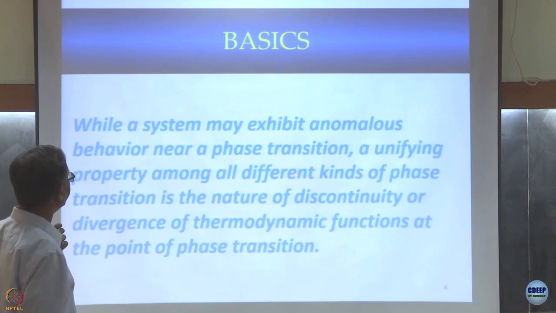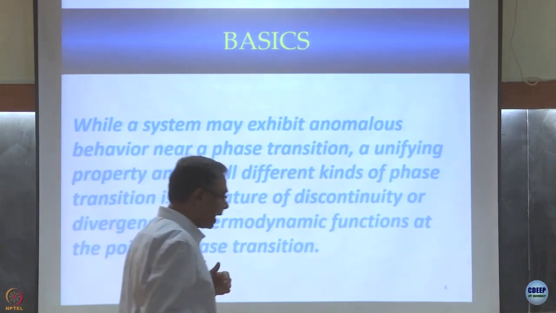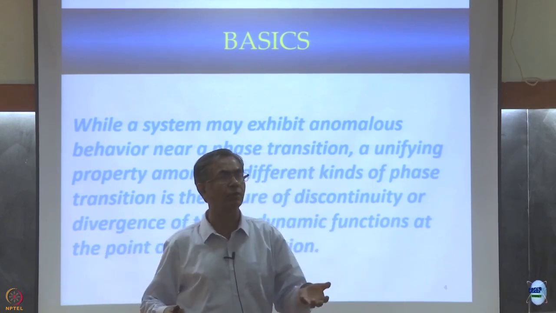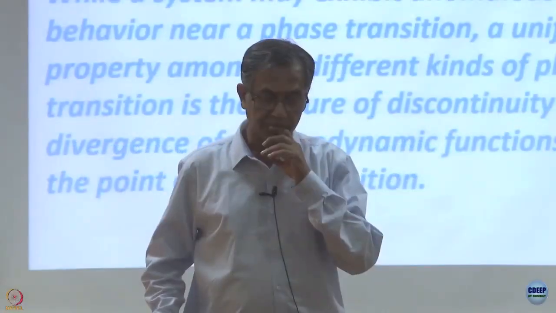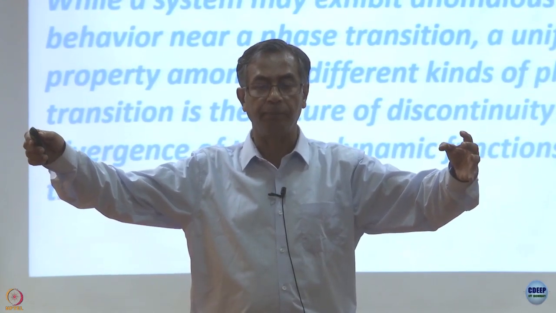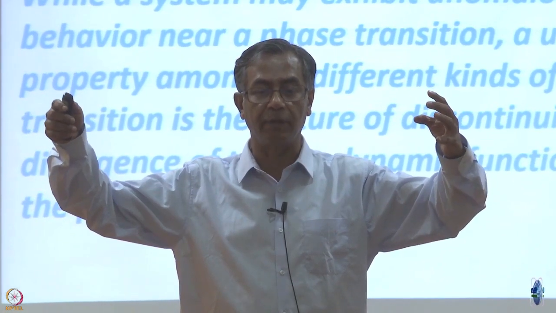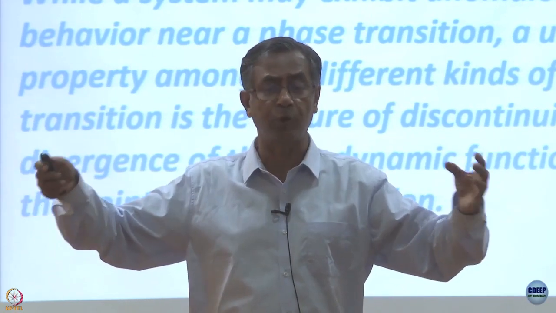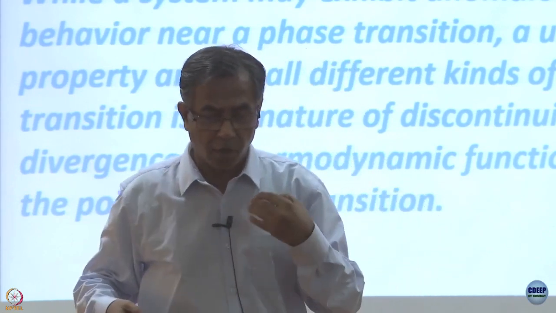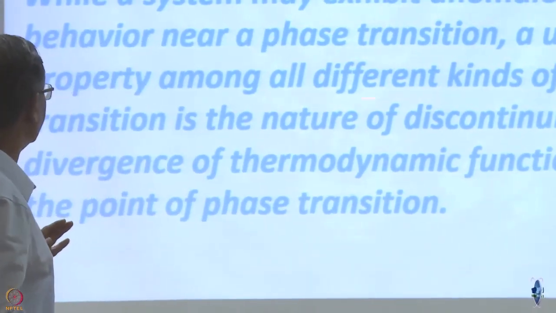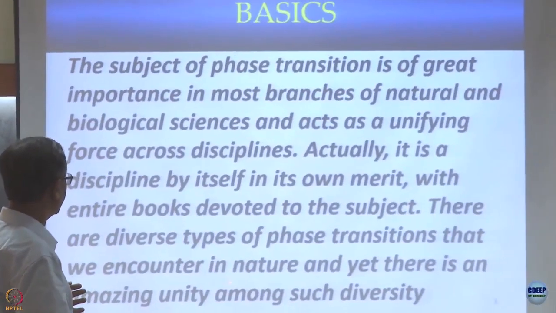Among all this, the unifying property among all the different kinds of phase transition is the nature of discontinuity. So I can characterize a huge number of phase transitions by saying whether it is first order or second order. As soon as I say it is first order, there are certain characteristics which are common or universal. When I say second order phase transition, again a huge number of phase transitions can be grouped together. So this characterization into first or second order phase transition is possible, and that brings the unity in diversity that I have been talking about.